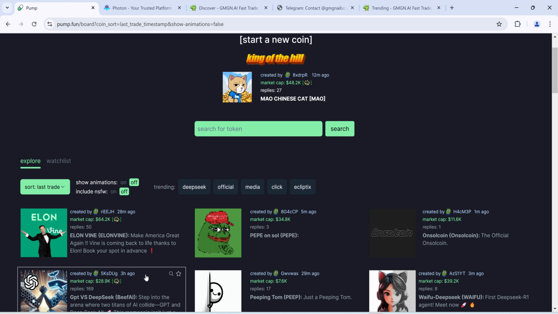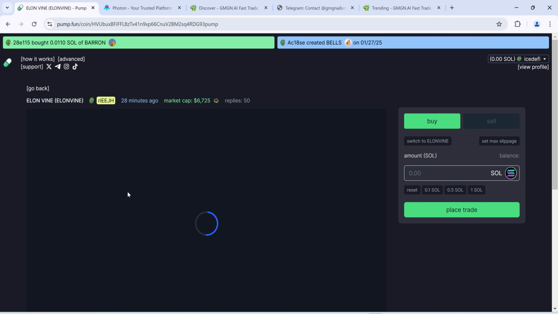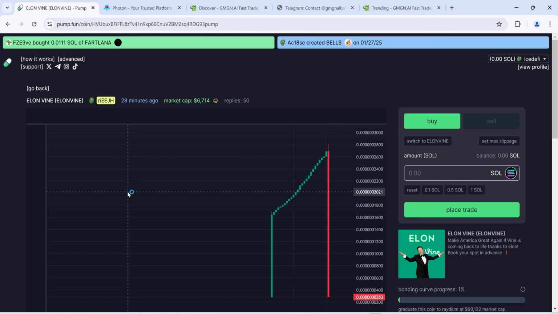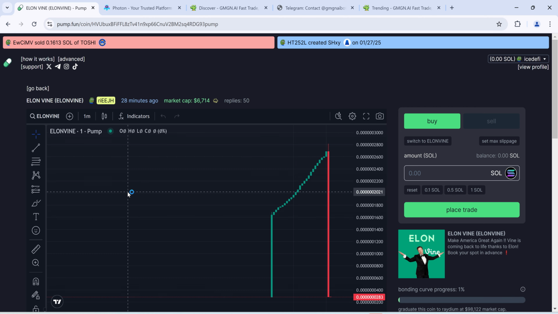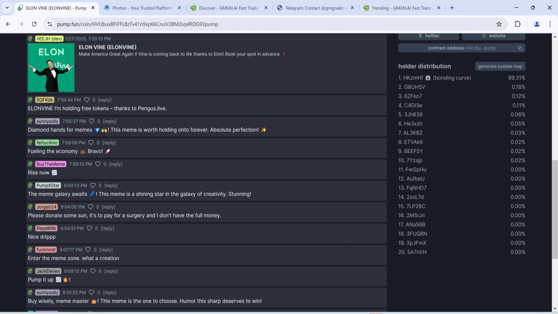So when you use last trade, it actually shows the coin that people bought last. So what are you going to do? When you come to this one now, you can click on the token and check it out, maybe copy it. Okay, you see the dev has sold, but this was the last coin people traded, and you see a lot of people commented.